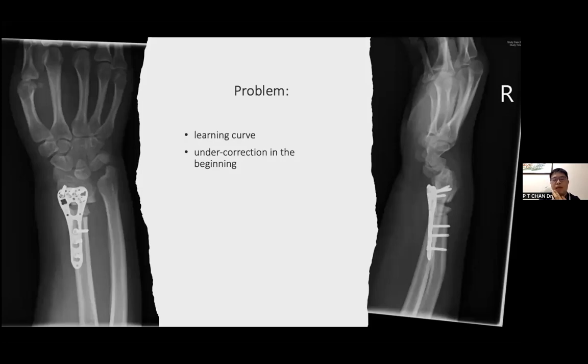But one of the problems is it still has some learning curve, because sometimes it tends to have undercorrection, just like this case I've performed. Even after the wedge osteotomy, the opposite side is not closed enough. That means I have some tendency to undercorrect the deformity. So in early cases you may have to check the intraoperative X-ray frequently to see if the correction is good.